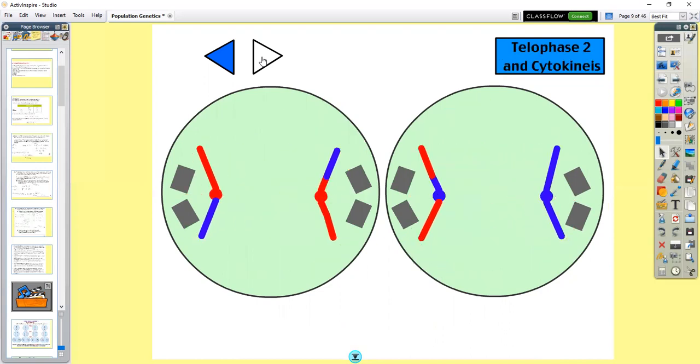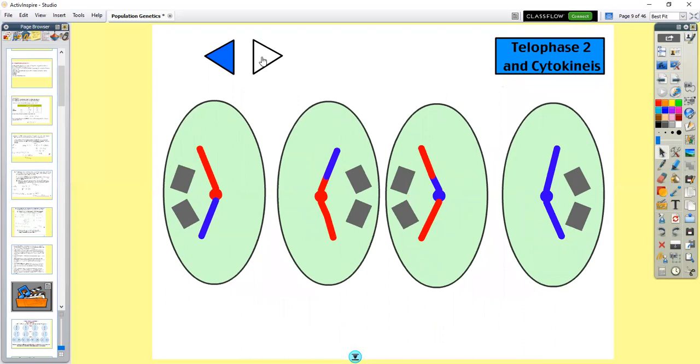And then you end up with 4 gametes, so 4 cells, which are different from the original cell in that they're haploid, so they have half the amount of DNA, and also you can see they're different from each other. So that can lead to variation.